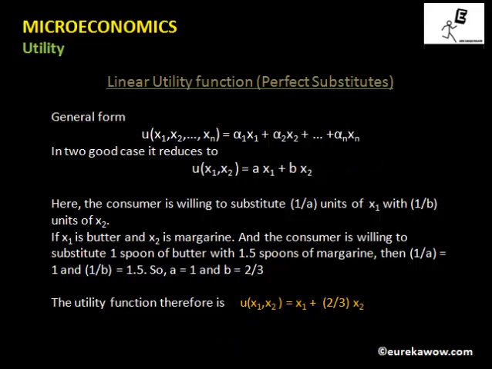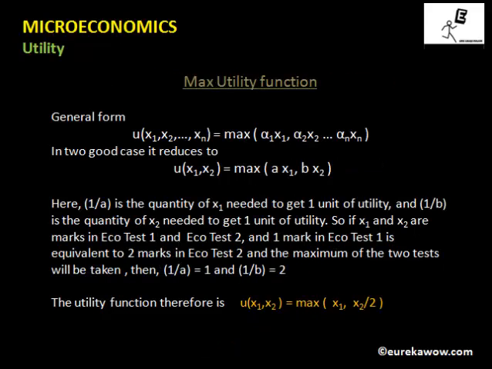Now we will talk about the max utility function, which is very similar to the minimum utility function. Instead of the minimum, we take the maximum of alpha 1 x1, alpha 2 x2, up to alpha n xn. In the two good case, it is given by max(a x1, b x2). Again, 1 by a is the quantity of x1 needed to get 1 unit of utility, and 1 by b is the quantity of x2 needed to get 1 unit of utility.